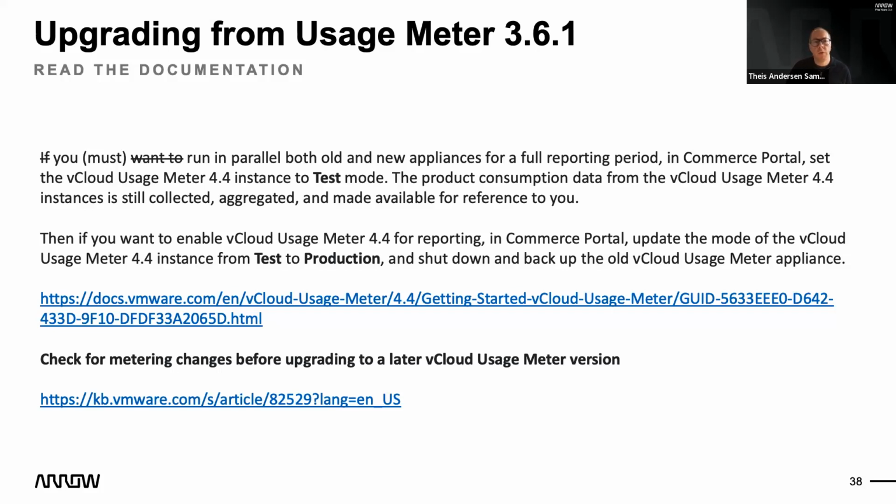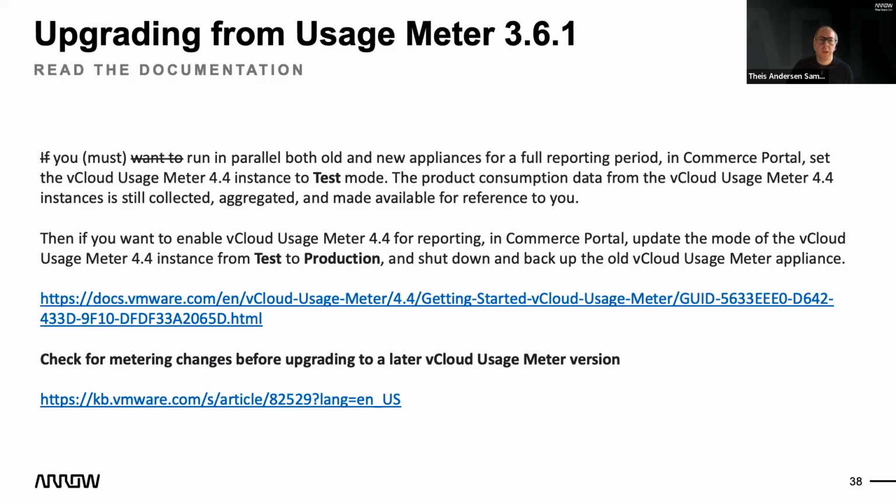Whatever the reason, running them in parallel will allow you to identify issues with installing a new usage meter instance or misconfiguration. And you can set the instance to test instead of production. So for the new appliance that you are installing, you can set that to test, compare it for a full month, see if the numbers match up. Then you can switch to production and decommission the old usage meter.